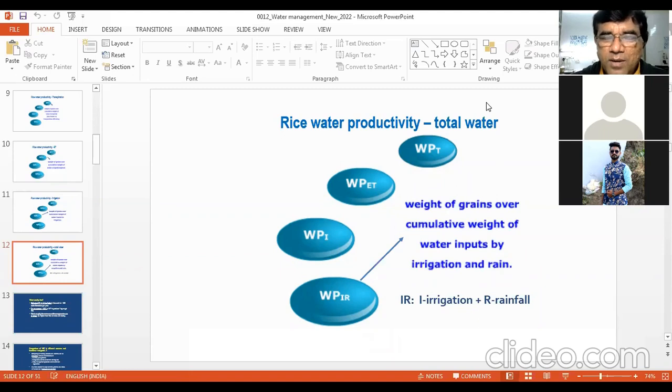Now coming to WPET, which is your water use efficiency, then WPI. This is a kind of water productivity, yield or biomass divided by irrigation water applied. What quantity of water is applied? Similarly, WPIR, irrigation plus rainfall. So that is the denominator and yield or biomass is your numerator. That is your water productivity, IR.